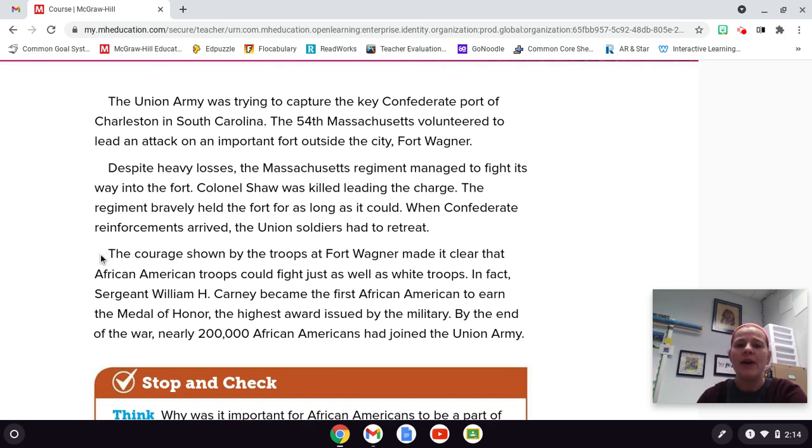The courage shown by the troops at Fort Wagner made it clear that African American troops could fight just as well as white troops. In fact, Sergeant William H. Carney became the first African American to earn the Medal of Honor, the highest award issued by the military. By the end of the war, nearly 200,000 African Americans had joined the Union Army.